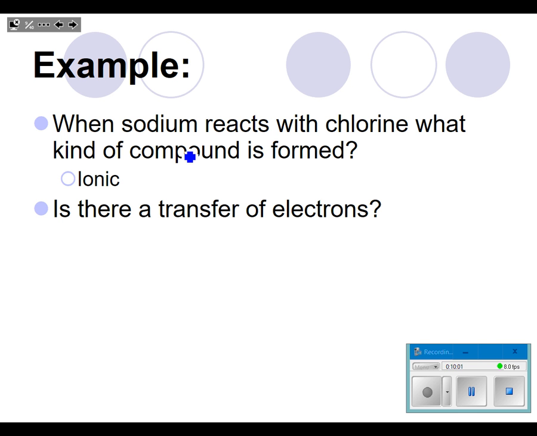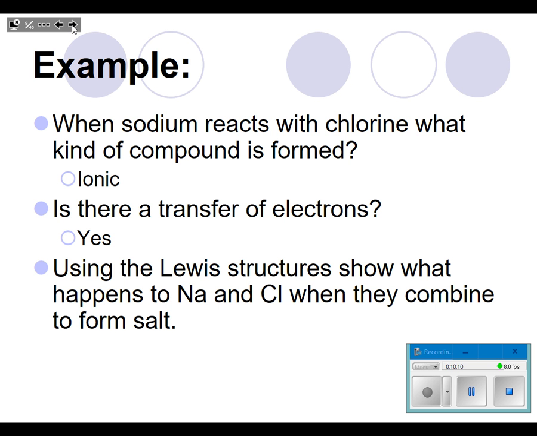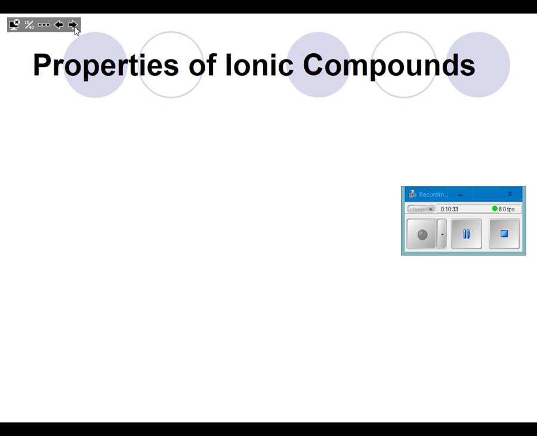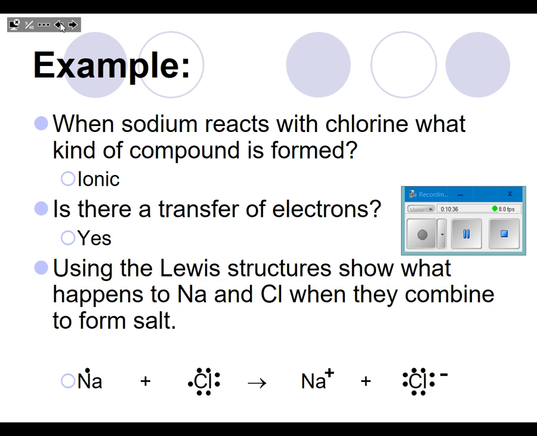Is there a transfer of electrons? Yes, because sodium becomes a positive 1 ion and chlorine becomes a negative 1 ion. So yes, there's a transfer of electrons. And we use the Lewis dot structure to show how that would happen. We would have Na, and then we would have Cl, and then we would have Na just as a positive, because that 1 electron would get transferred over to chlorine. When it transfers over like that, we end up with sodium as a positive and chlorine as a negative. So that's how we would show that in its Lewis dot structure.